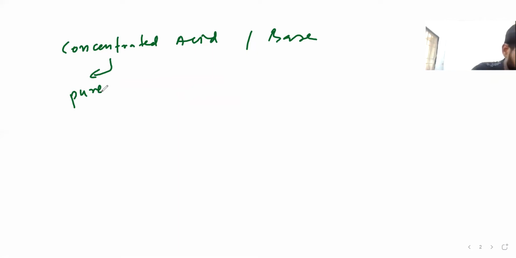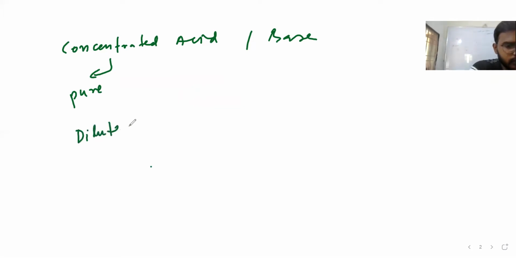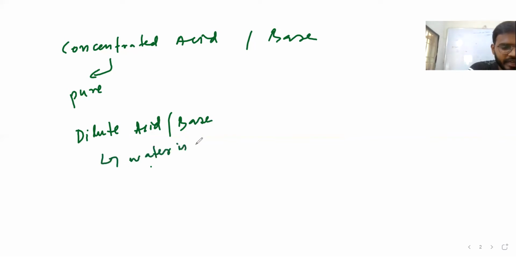Now, a dilute acid or base is one where water is added to the acid or base. So let's take an example of mixing, of adding water. It can be done in different ways, so let's consider how we can add it.